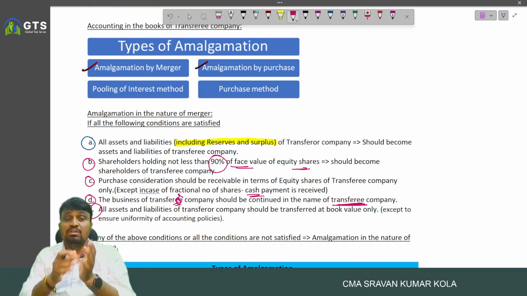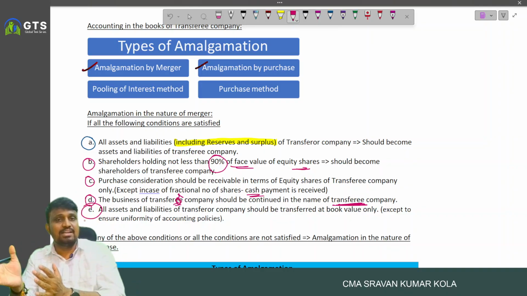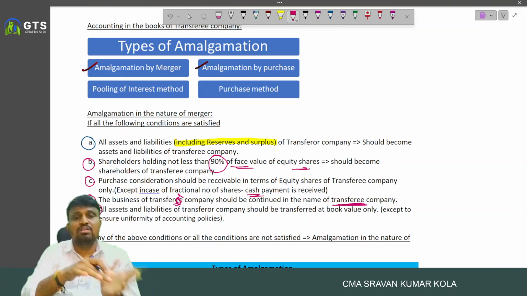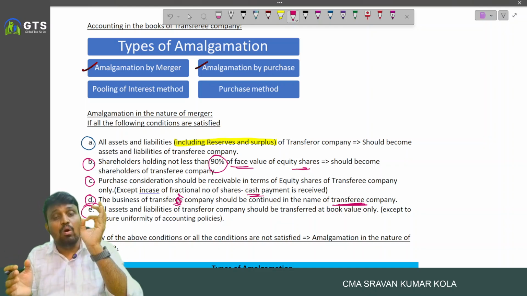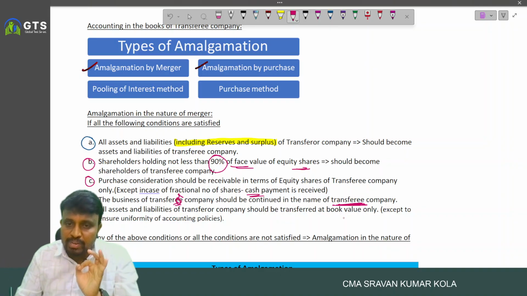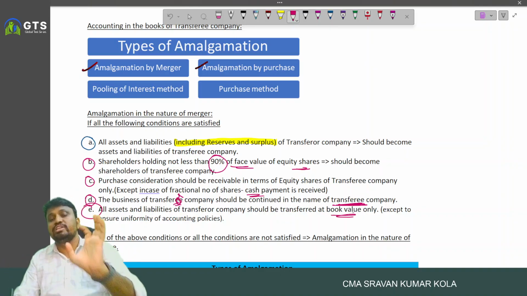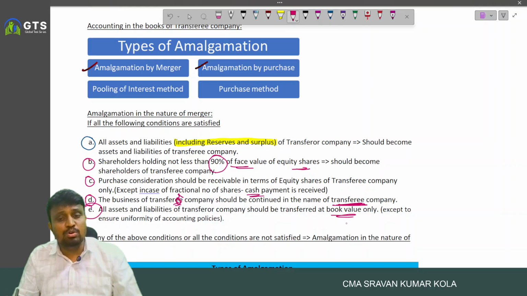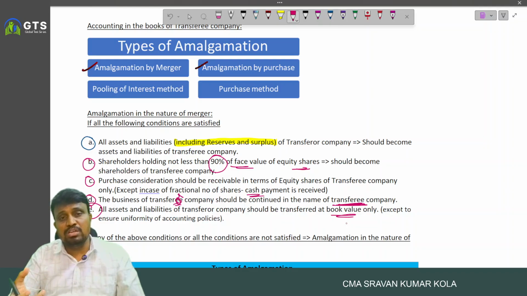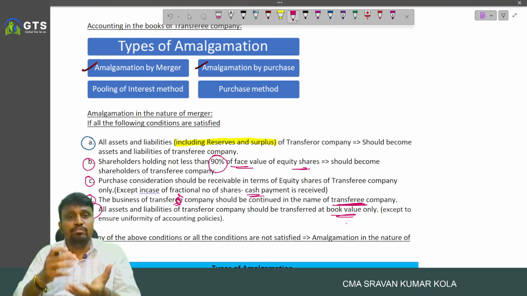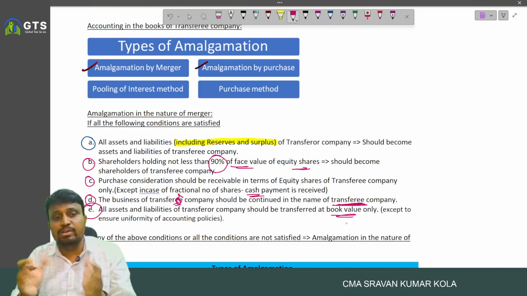And the last one: while transferring assets and liabilities of transferor to the transferee, don't make any adjustment. All assets and liabilities should be transferred at book value only. But if, because of uniformity of accounting policy, you may do the changes. So for getting uniformity in accounting policy, you may do the changes.